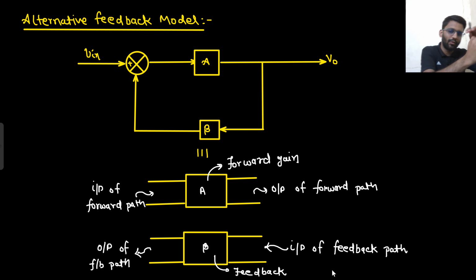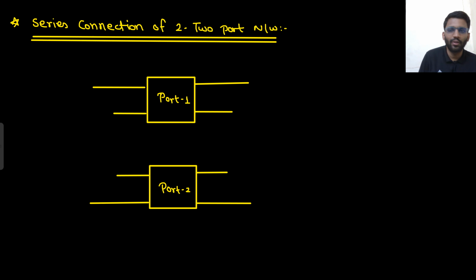So this is the output of the forward path, then it becomes the input, and then you get the output, and it is being fed back to the input. So this is the way. Now you will see some more important points.